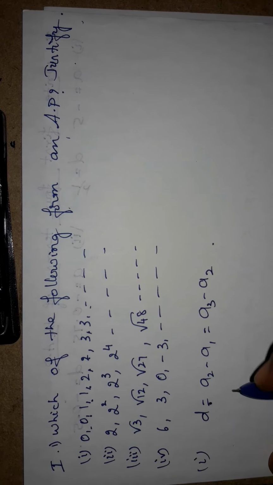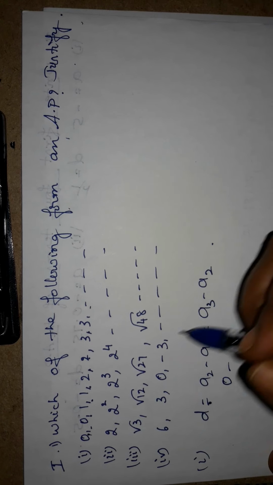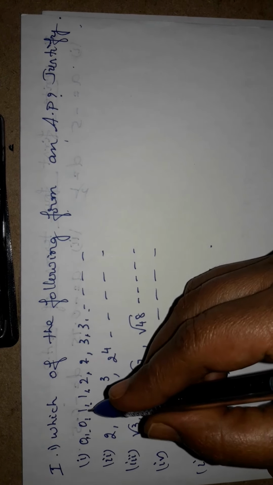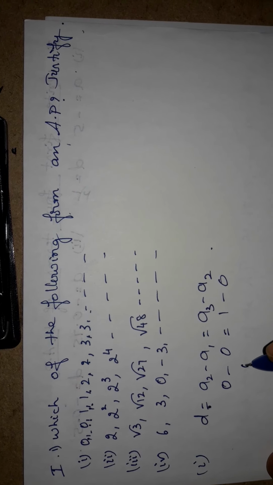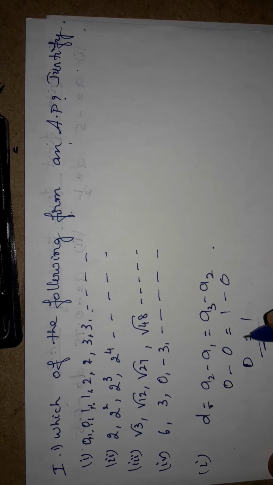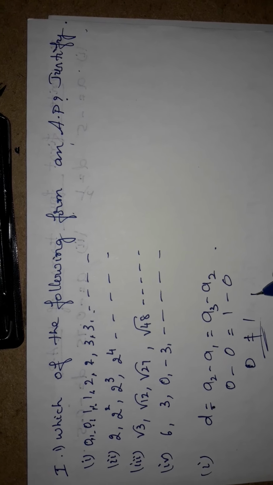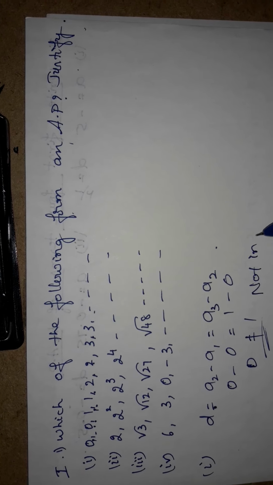Here A2 is equal to what? 0. A1 is equal to what? 0. Then A3 is equal to what? 1. A2 is equal to what? 0. So 0 minus 0, 0, equals 1. It is not possible. So not in AP. Therefore it is not in AP.